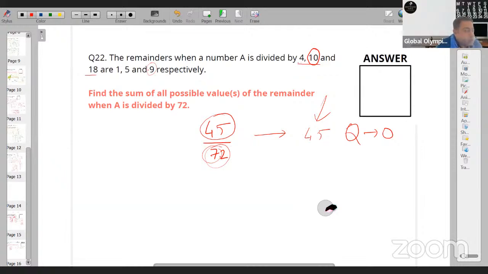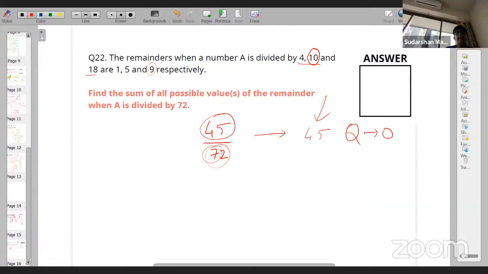Okay. Now we have to find all the different possible values of the remainder when a is divided by 72. We got a first possible value as 45. Now we have to find another number that will give the same kind of remainders. For this, I took the LCM of 4, 10 and 18 and added it to 45, so it would give the same kind of remainders.